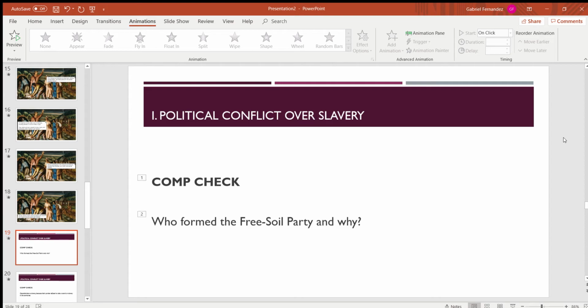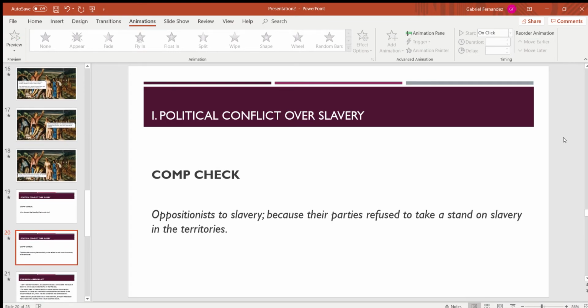All right, time is up. Those who formed the Free Soil Party were anyone who was opposed to slavery, oppositionists to slavery. Why did they form it? Because their parties refused to even take a stand on slavery in the territories.